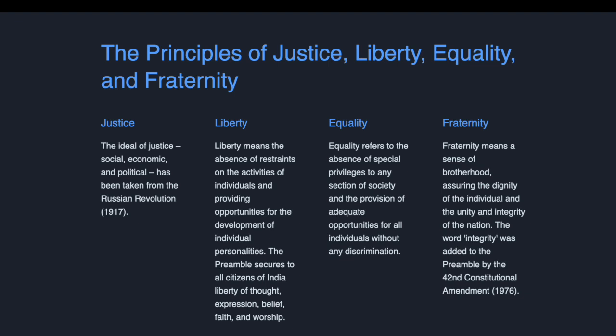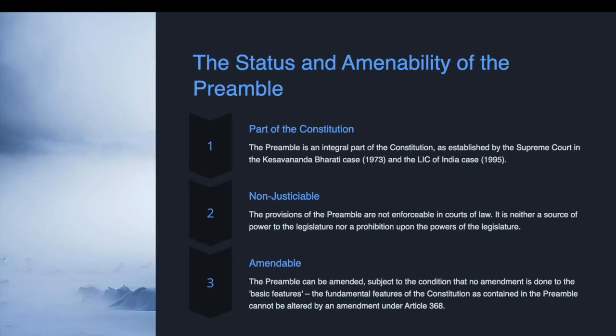Then equality. Equality refers to the absence of special privileges to any section of the society and the provision of adequate opportunities for all individuals without any discrimination. Then fraternity. Fraternity means a sense of brotherhood, assuring the dignity of the individual and the unity and integrity of the nation. The word integrity was added to the preamble by the 42nd Constitutional Amendment.